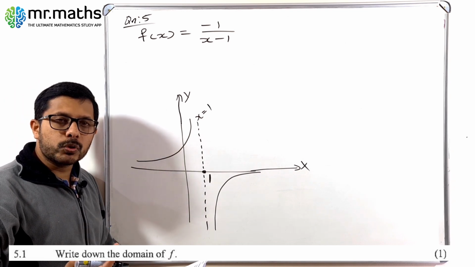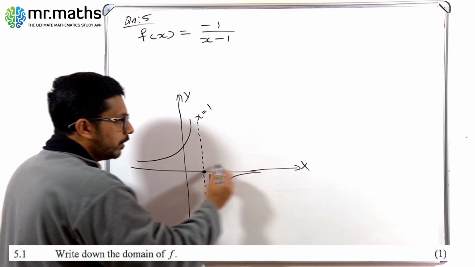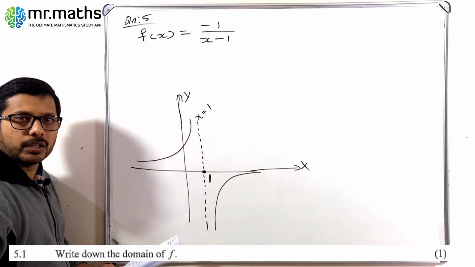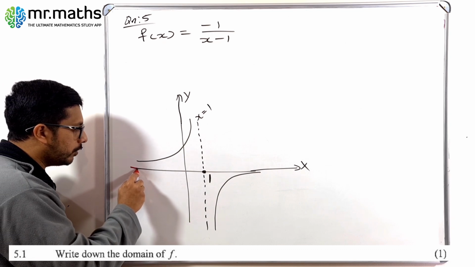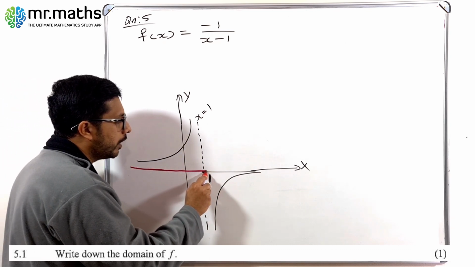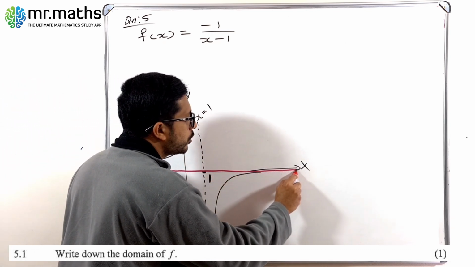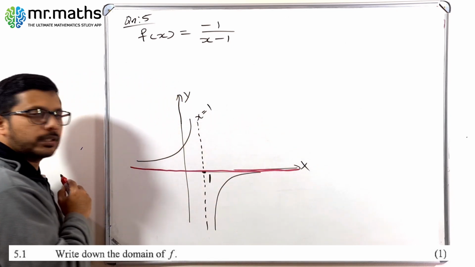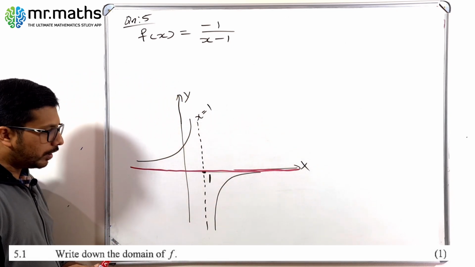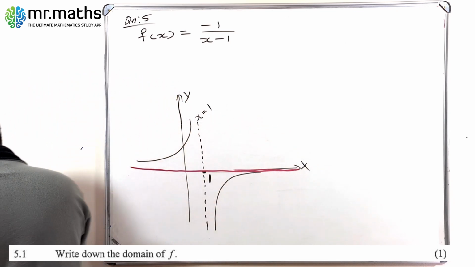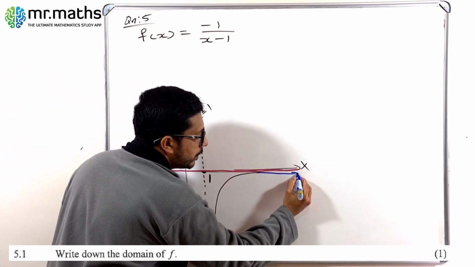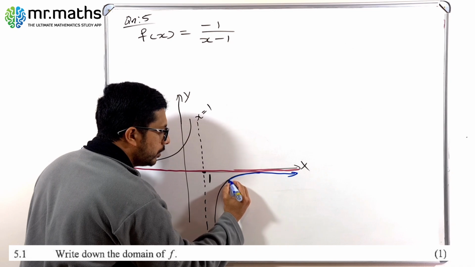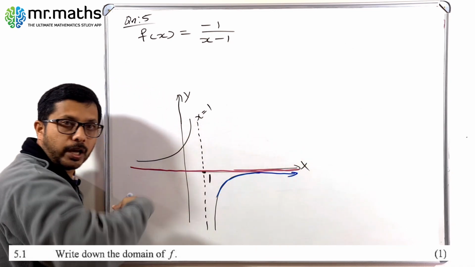Domain means possible x values. This is the x value, am I right? Domain means possible x values. Can you see this is the x-axis, and you have to write the possible x values of this one. Okay, so here you can see that our graph is moving in this direction like this, am I right? Okay, so it is coming from here and it is going to that side.